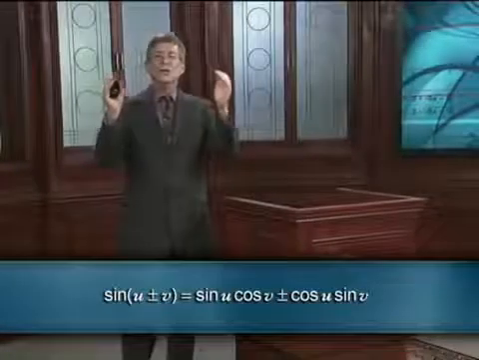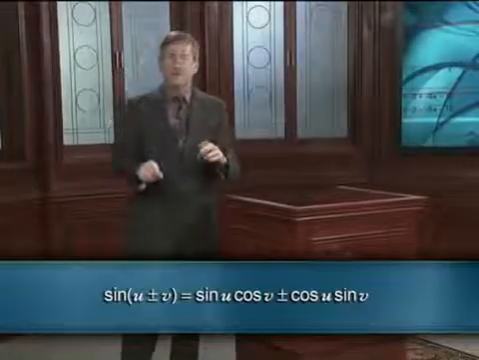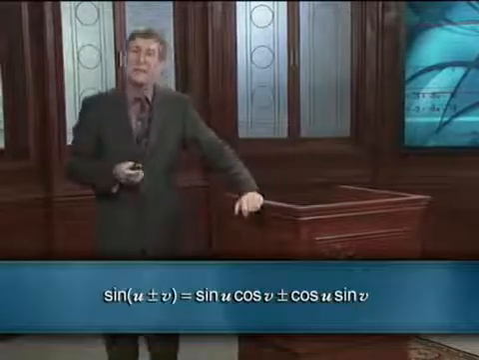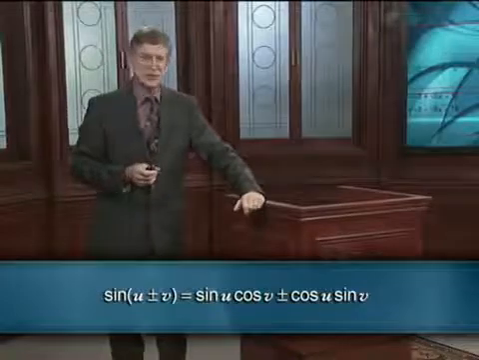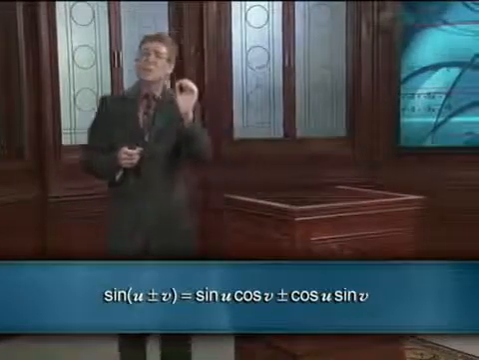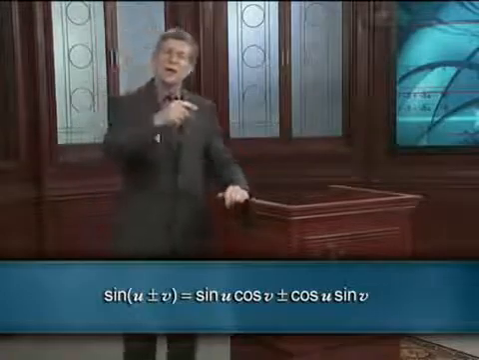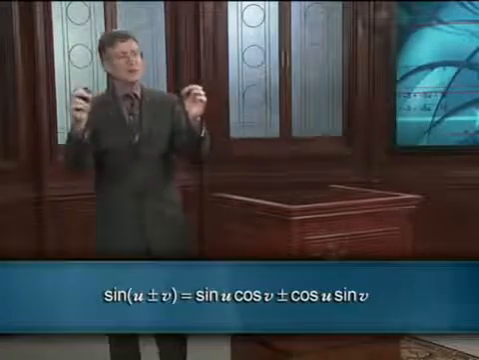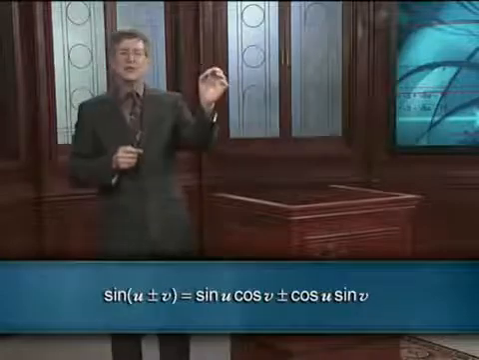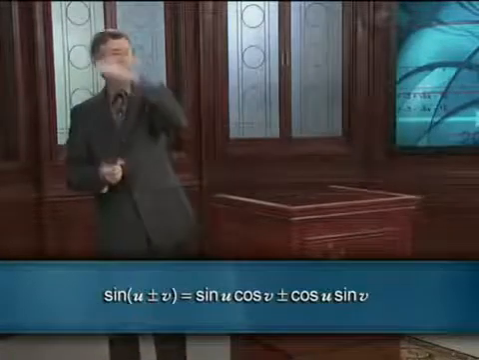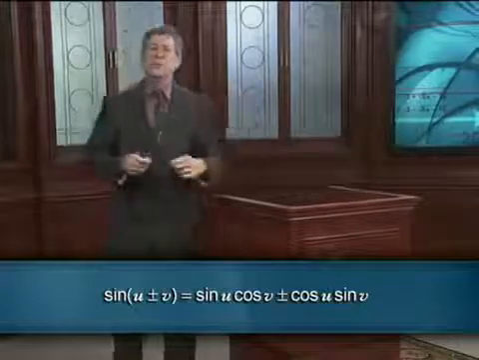Sine of u, and they use a symbol called plus or minus v. We saw that symbol actually in the quadratic formula, didn't we, a few lectures ago? And then that's equal to sine u cosine v plus or minus cosine u sine v. And you read this as follows. If you're doing the plus sign on the left, so the upper plus sign, you would use the plus sign on the right, and conversely, the minus signs.